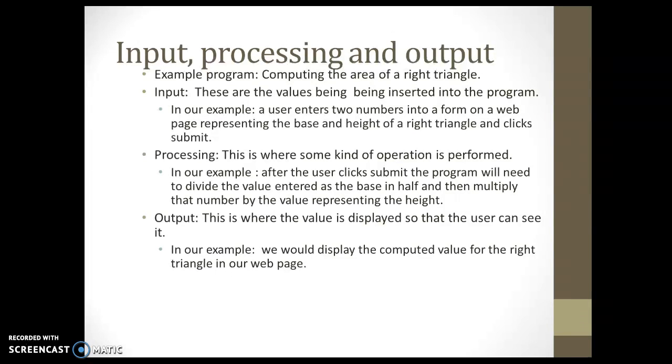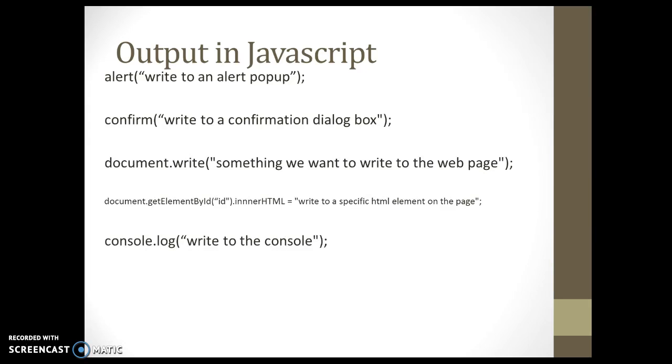In this example program, we're going to be computing the area of a right triangle. For the input in a program like this, this would be where the user enters the two numbers for the base and the height of the triangle. The processing portion of the program would be once the user clicks submit and a function is called that will perform a calculation on those numbers, and the output is the value that would be displayed. And then that brings us to output, which we'll go over a few examples of here in just a moment.